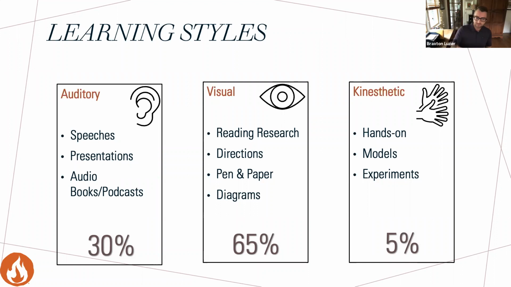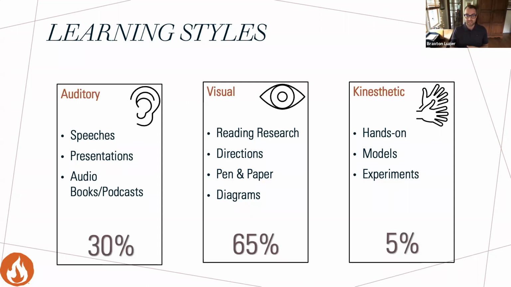For a visual, they love reading research. They need directions, kind of like you buy that shelf at IKEA and you have to go step by step. You definitely have to do those directions. They love that side of it. Pen and paper is a really great one as well for visual learners. They like to take the notes as they're seeing things happen so they can actually reflect back on it. And then they like to utilize the diagrams as well.